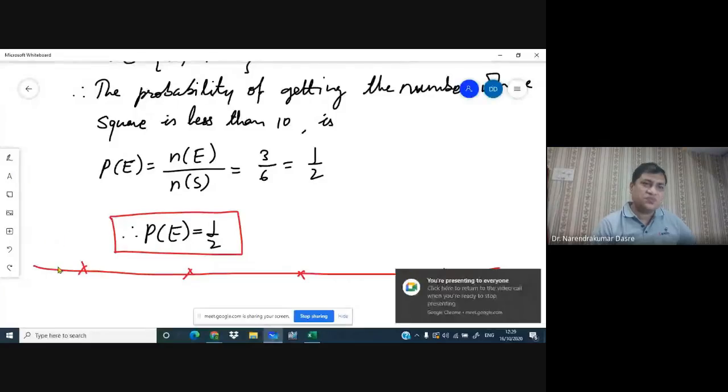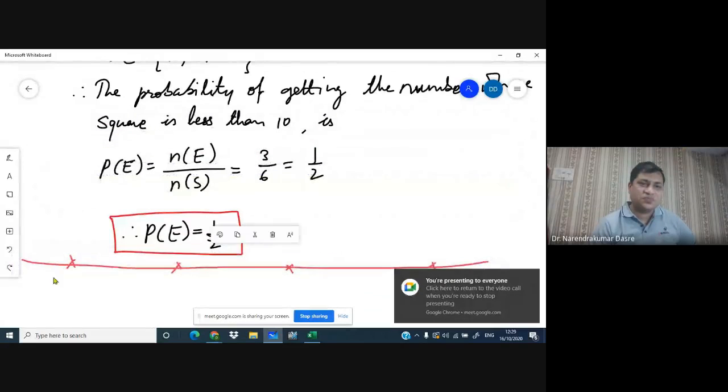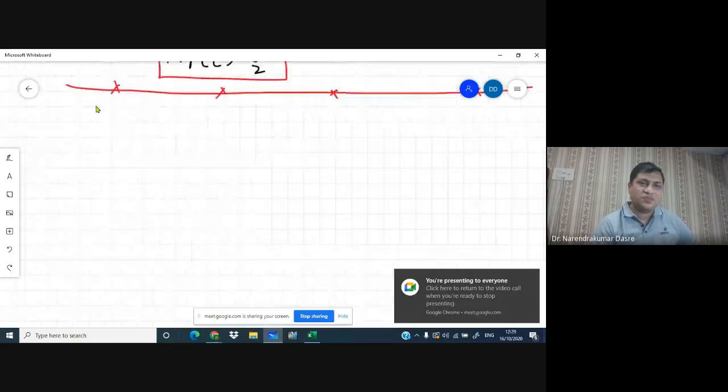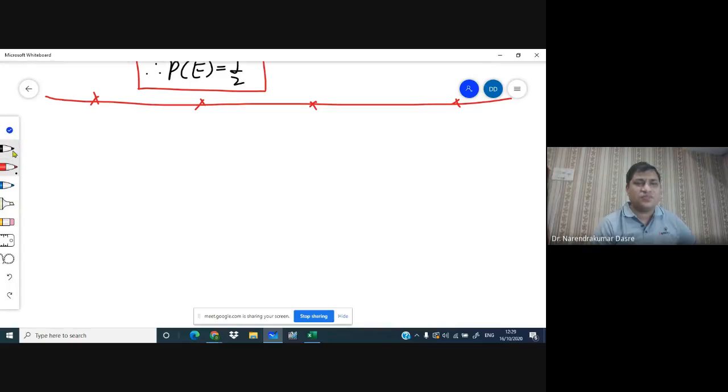So these were the examples where we have considered the basics. Let us consider another example, and then let us see how we can have more sample points. So let us try this. Let's have an example. So we'll have another example.